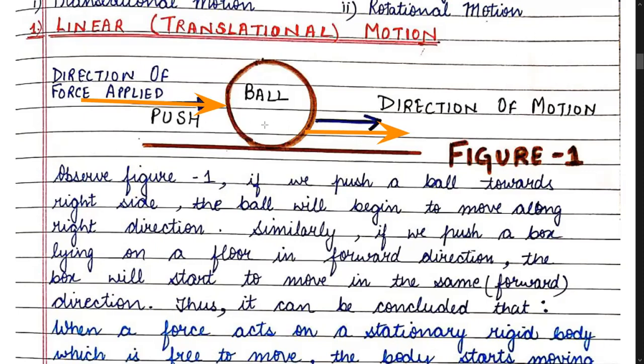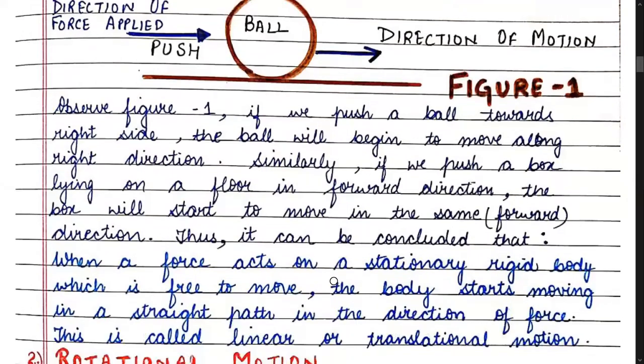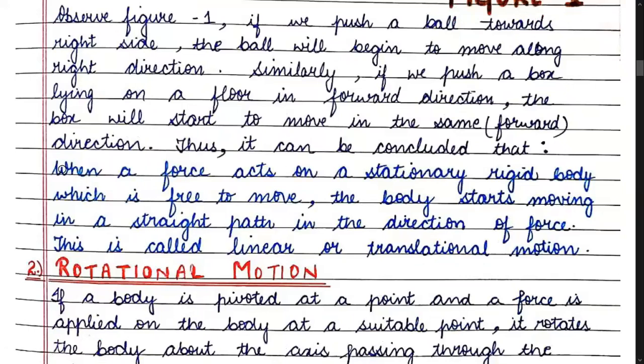Similarly, if we push a box lying on a floor in a forward direction, the box will start to move in the same forward direction. So what can we conclude from here? It can be concluded that when a force acts on a stationary rigid body, stationary means when the body is at rest.